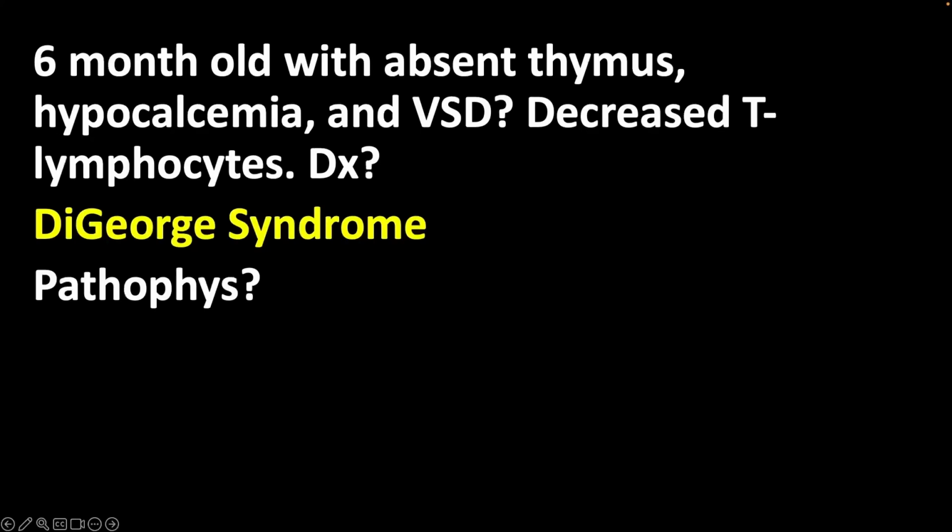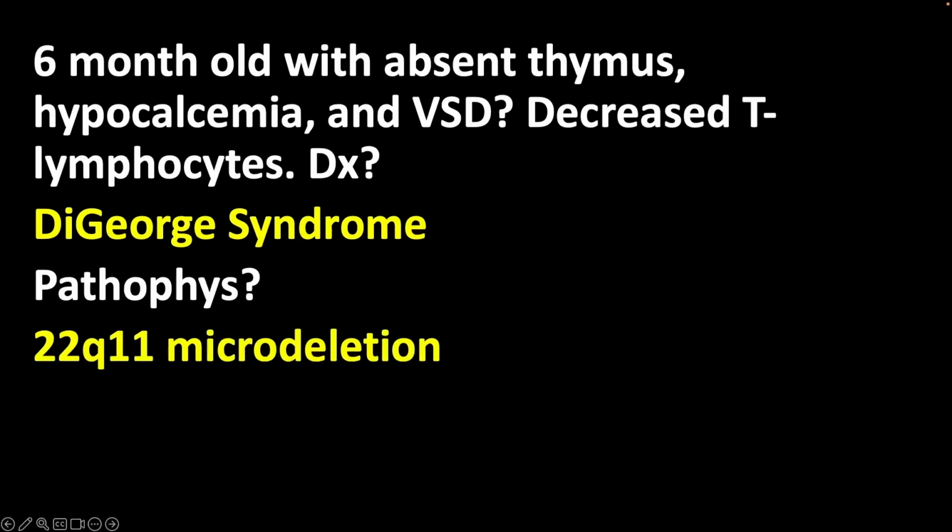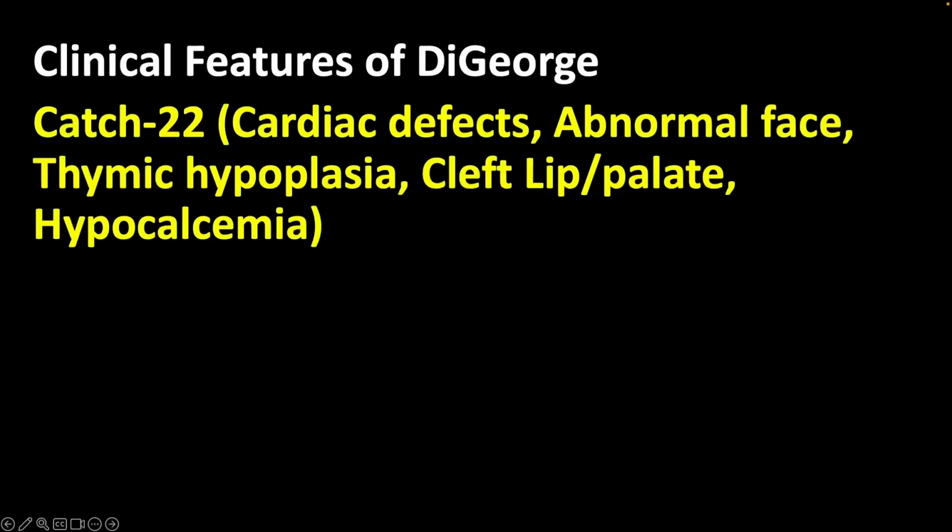What's the pathophys of DiGeorge? It's a 22q11 microdeletion. And clinically, how would it look? There's a mnemonic for this, and that would be CATCH-22. So C for cardiac defects, A for abnormal face, T for thymic hypoplasia, C for cleft lip/palate, and H for hypocalcemia, and then the 22 to remember the 22q11 microdeletion.